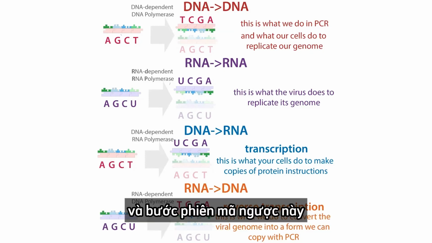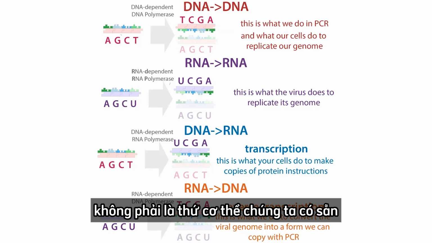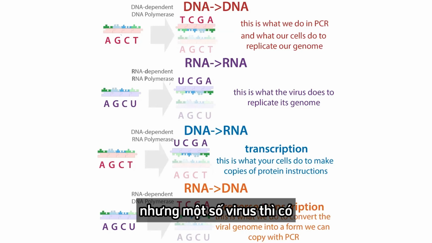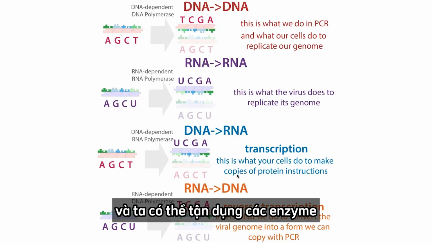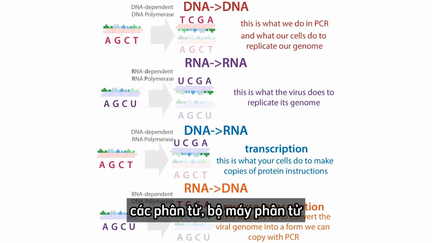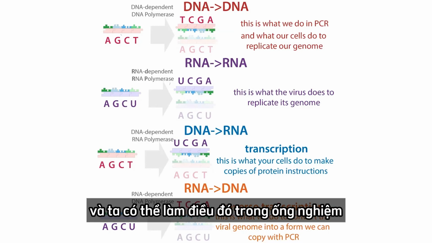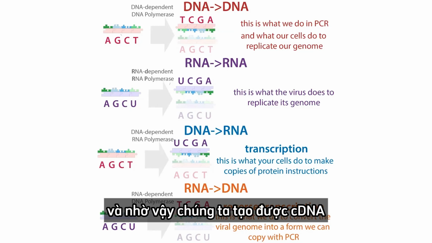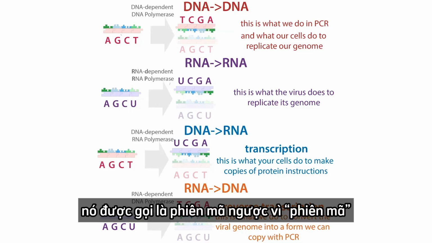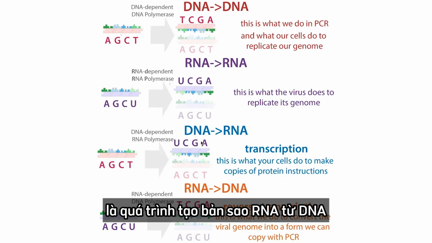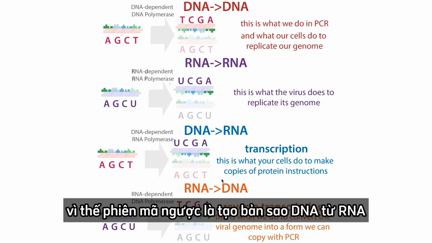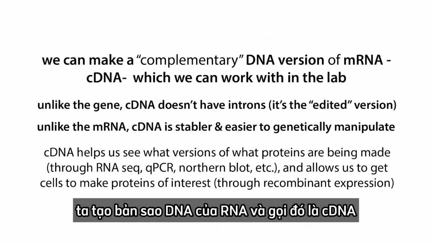This reverse transcription step is not something that we actually do in our bodies, but some viruses do. They have this reverse transcriptase, and we can take advantage of the molecular machinery that it uses to make these copies, and we can do it in a test tube. This is going to allow us to make that cDNA. It's called reverse transcription because transcription, as we talked about before, was the process of making the RNA copy from DNA. And so reverse transcription is making a DNA copy from RNA. We call this DNA copy of the RNA the cDNA.